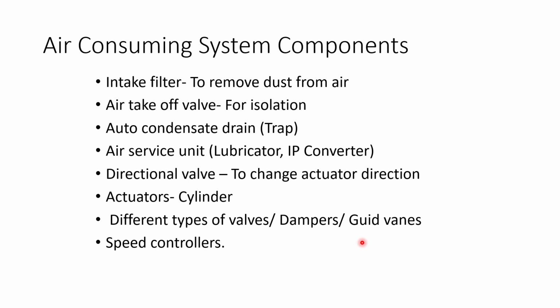Air consuming system components contain an inlet air filter to remove the dust, an air takeoff valve for isolation, an auto condensate drain, which we call a trap also, an air service unit, that is lubricator, I-to-P converter, directional valves to change the actuator directions, actuators, which are mostly cylinders, different types of valves, dampers, guide vanes and speed controllers.